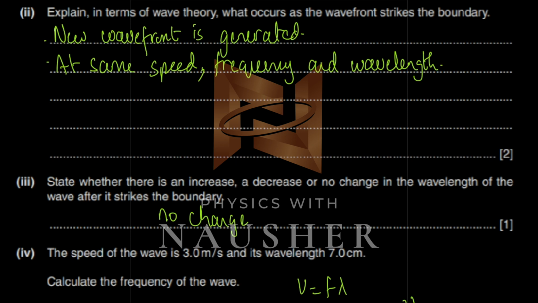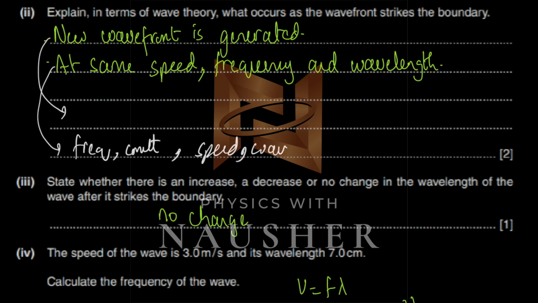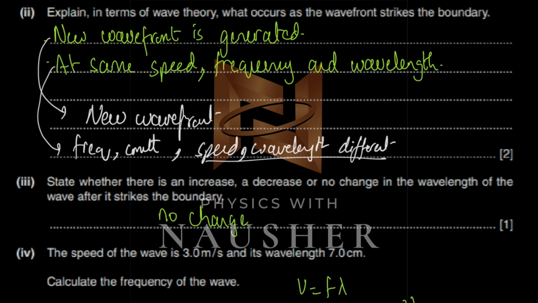And then the question could come in your mind, how do we explain in terms of wave theory what will happen in refraction? So in refraction, again, you will say a new wavefront is generated. So this line will be copy pasted. But when you'll copy paste the second line, you will say the frequency will be constant. However, your speed and wavelength will be different, because in refraction, you're moving from one medium to another. So although a new wavefront will be generated, you will say that your frequency will remain constant, your speed and wavelength will be different. So in reflection, there is no change in the wavelength, as you all know.